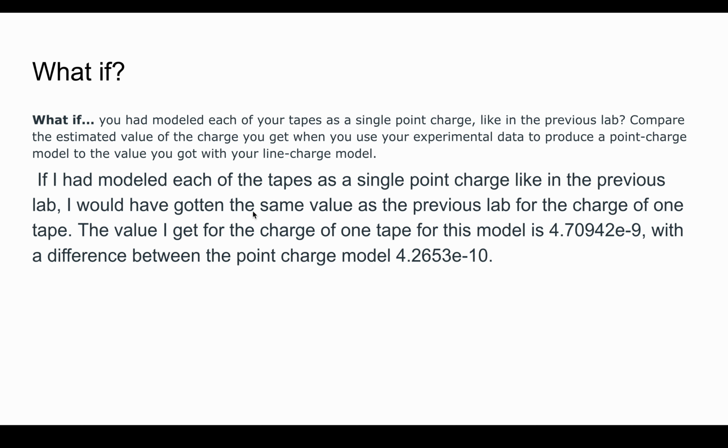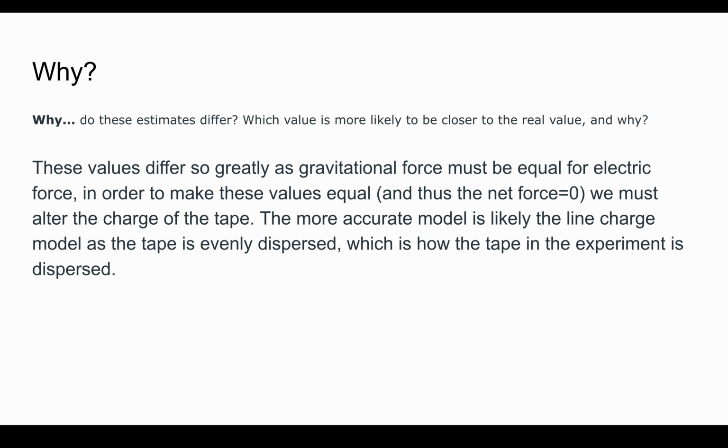If I had modeled these tapes as a single point charge like in the previous lab, I would have gotten the same value as the previous lab for the charge of one tape. The value I get for the charge of one tape for this model is 4.70942 e to the negative 9, with a difference from the point charge model of 4.2653 e to the negative 10. That was just from setting the magnitude of the gravitational force equal to the magnitude of the electric force and trying to find the charge.